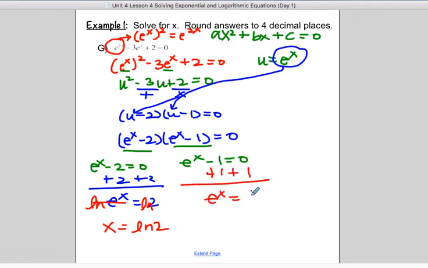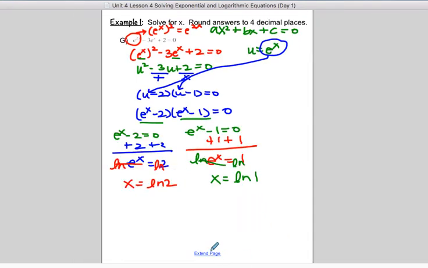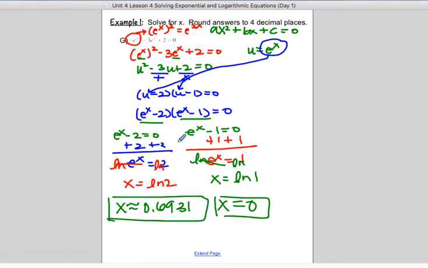e to the x equals 1. And in order to get rid of that, I ln on both sides. So x equals ln of 1. Then we just need to go ahead and type them into our calculators. If I type in ln of 2, I get x is approximately 0.6931. And if I type in ln of 1, I get out 0. So those are my two answers for this quadratic. Okay, it's a quadratic exponential.